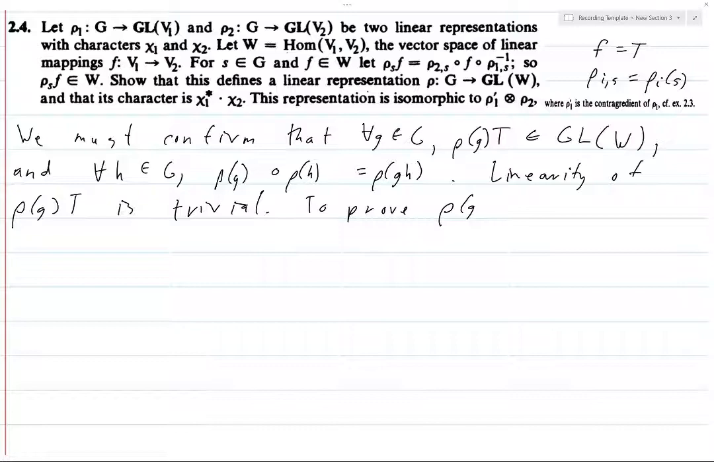So what we really want to prove is that rho g of rho h is equal to rho gh. And what that really means is that for every t, to prove that this equals this, what we really want to prove is that this evaluated at t equals this evaluated at t for all t. And that will mean that these two things are the same.